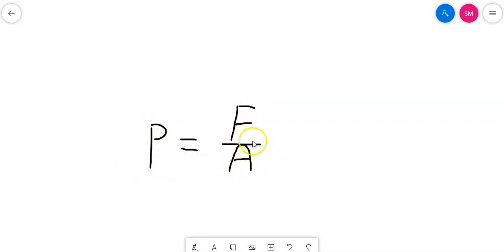So as the area gets smaller, the pressure will increase, and as the area becomes greater, the pressure will decrease. So that's what this equation shows, that there is a relationship between force and area. As the area is greater, for the same amount of force, the pressure will be less. So we'll go over what these symbols mean and what the units are for each one of them.